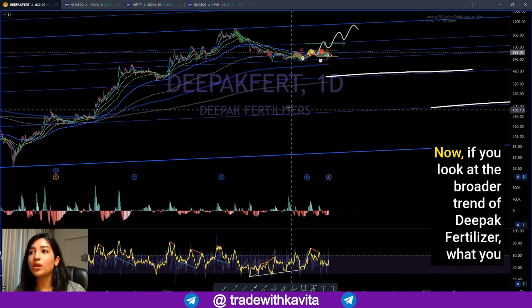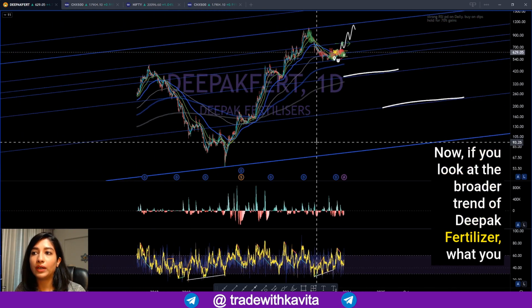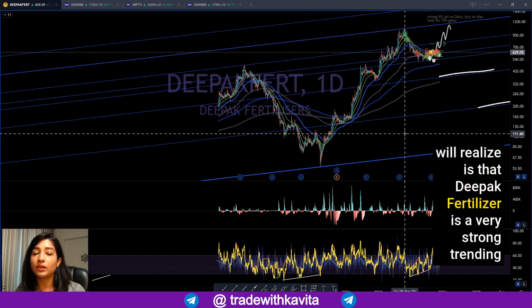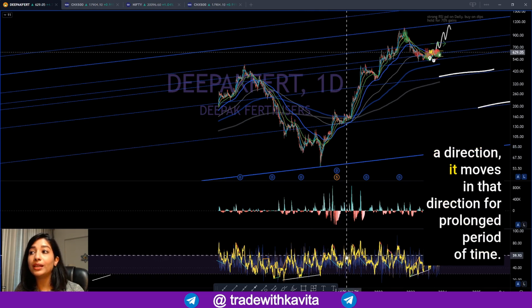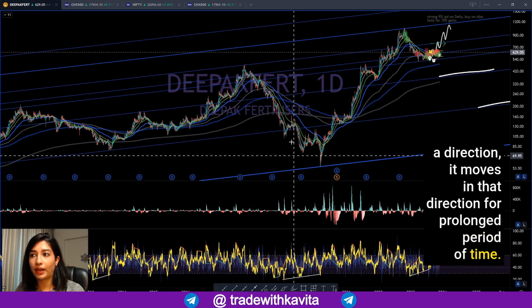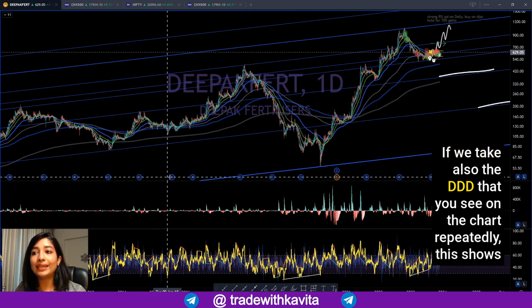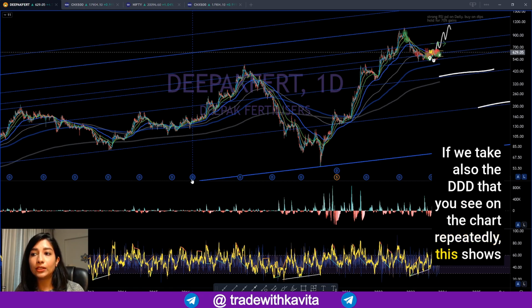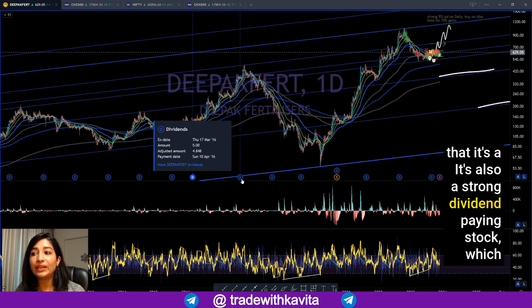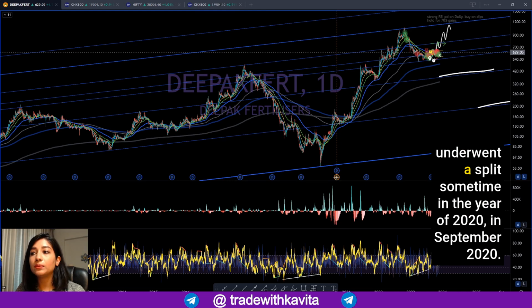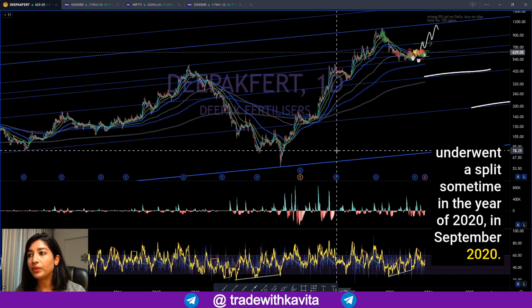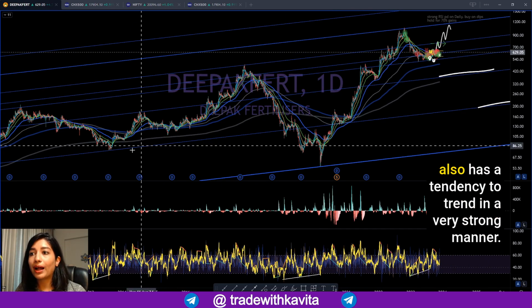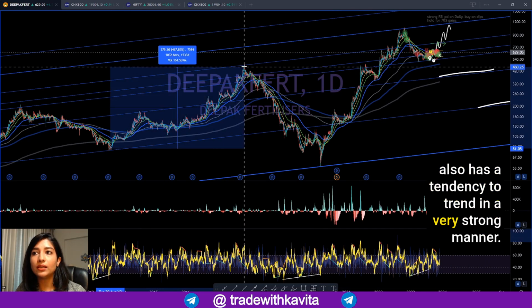Now, if you look at the broader trend of Deepak Fertilizer, what you will realize is that Deepak Fertilizer is a very strong trending stock, which basically means that once the stock starts trending in a direction, it moves in that direction for a prolonged period of time. If we also take the D that you see on the chart repeatedly, this shows that it's also a strong dividend paying stock which underwent a split sometime in the year 2020, in September 2020. This strong dividend paying stock also has a tendency to trend in a very strong manner.